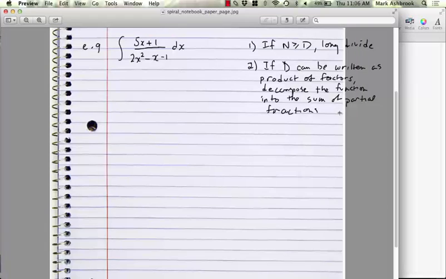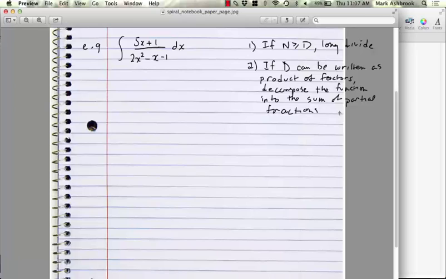Okay, so second step is if d can be written as a product of factors, the denominator can be written as a product of factors, then you're going to decompose this function into the sum of partial fractions. So basically, if that denominator is a multiplication of several factors, then we can write it as the sum of fractions such that that denominator we started with was the common denominator. Right? Because that's what a common denominator is made up of. It's made up of the product of the original denominators, right? So, do we have that here?